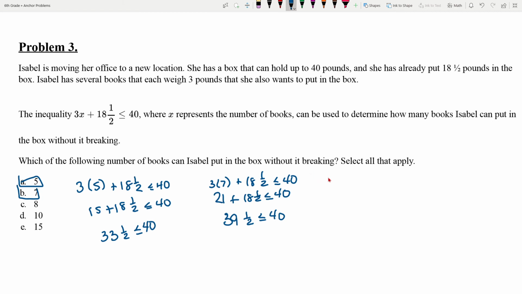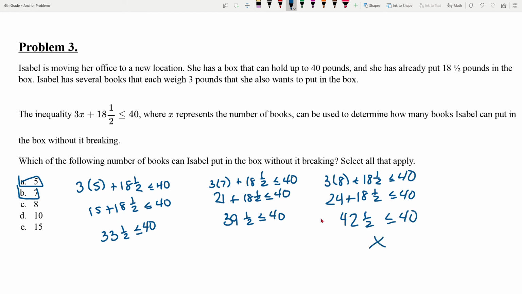What about 8? Or is 8 going to be too much and break the box and spill it, and there'll be tears and yelling and screaming, and I told you not to put too many books in that box or else they're going to break and it's all your fault. I know, I'm sorry. 24 plus 18.5 is going to be 42.5. That's not less than or equal to 40, so 8 is going to be too many. And if 8 is too many, so is 10, and so is 15.